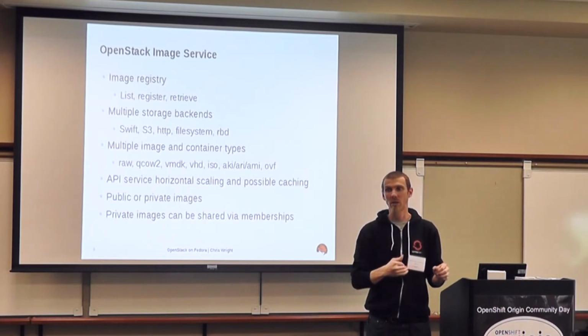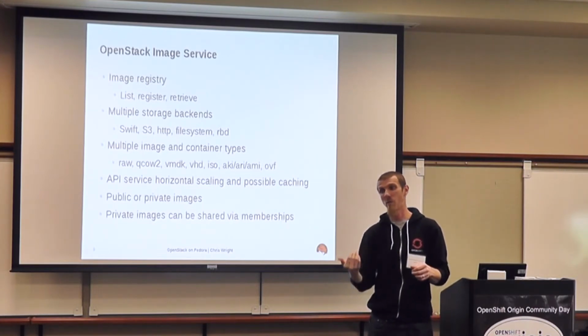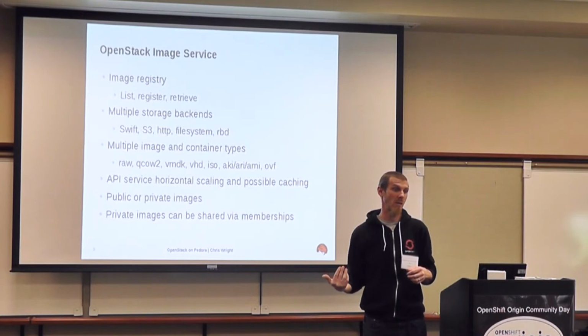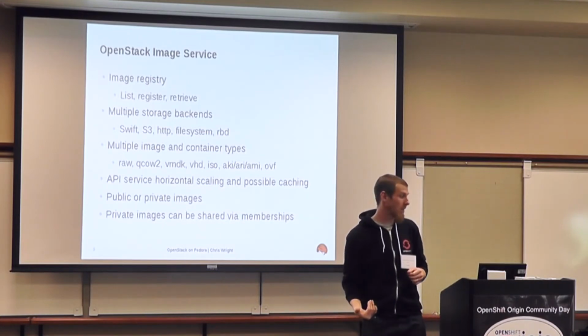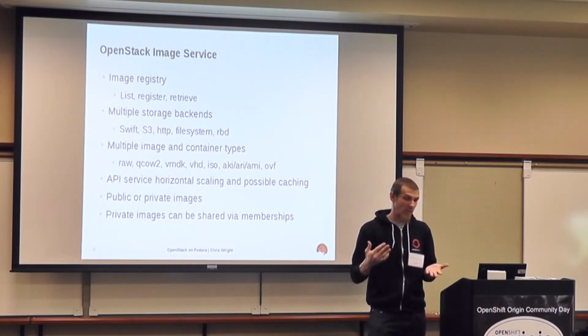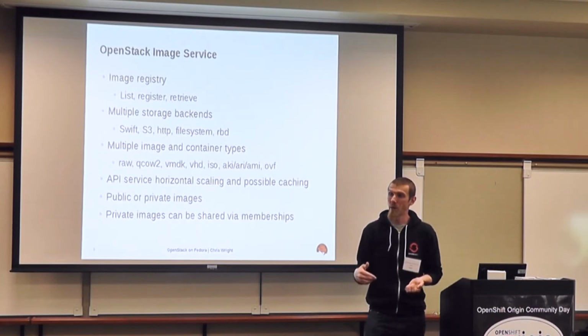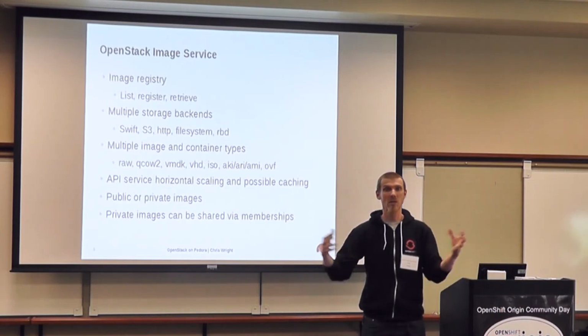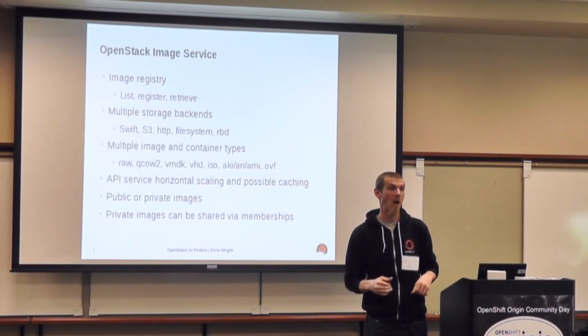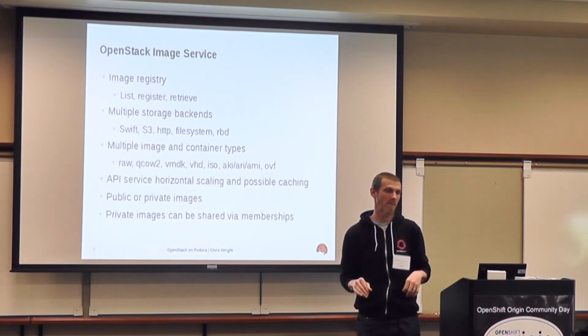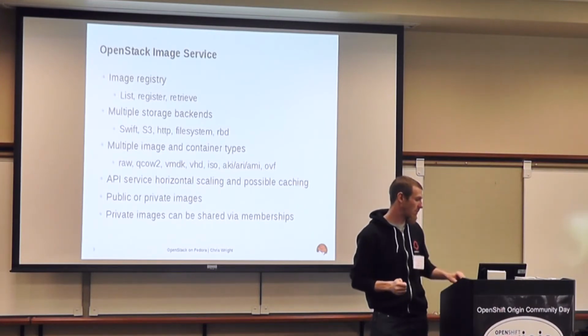When you pull, the images are stored essentially external from the hypervisors. When you go to launch an instance, you have to pull the image onto the hypervisor, and that image can be cached there. Images can be made public or private. Public images are available to everybody. Private images you can extend or contract how private it is by adding membership associated with private images.